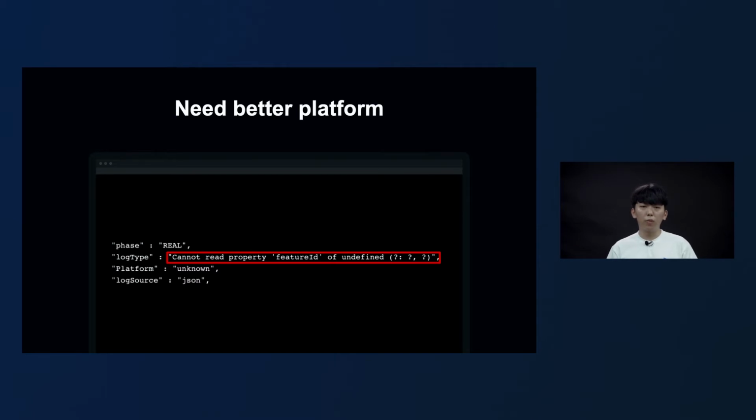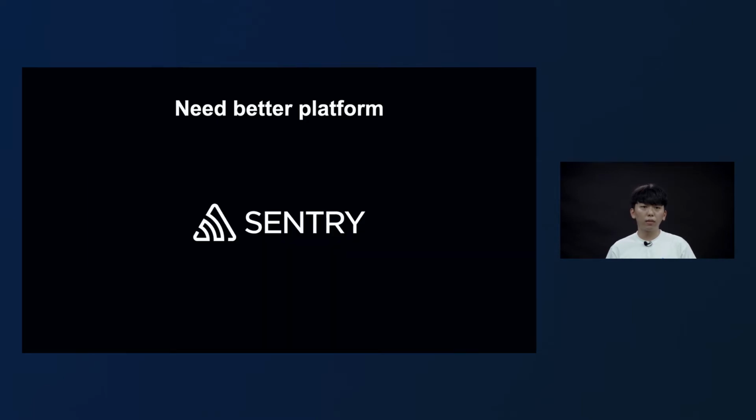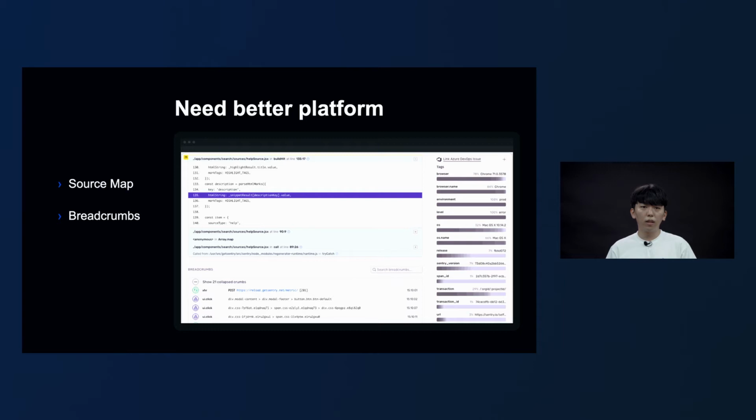The error log collection platform used in the company was not friendly to the front end. The screen you see right now is one of those examples. This error is caused by accessing a property called feature ID from an undefined value in the release environment. The source code is compressed and obfuscated, so it's not very easy to find exactly where the error occurred in the source. So we found a platform that could be useful in the front end called Sentry.